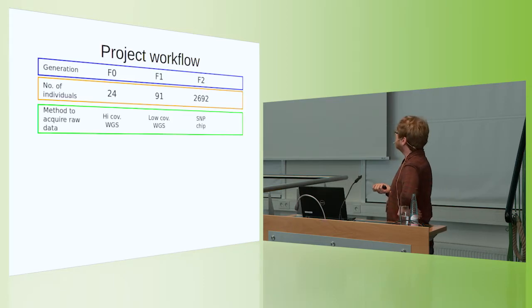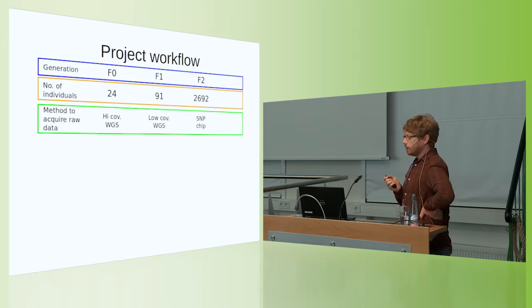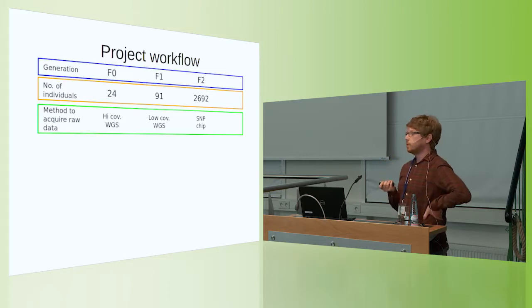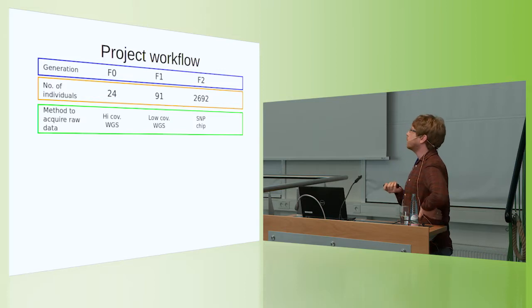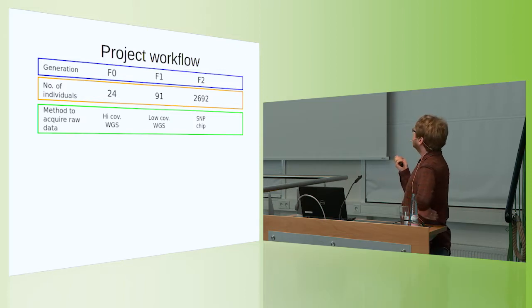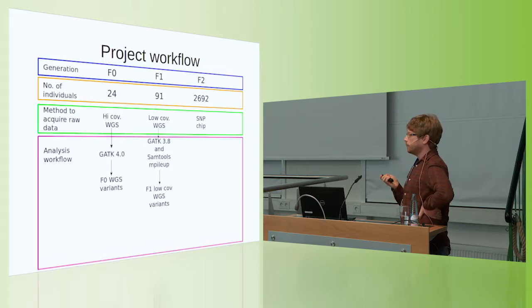Like I said, this data was pooled, and this is the starting point of the project where I came into the game. The 24 founder animals were high coverage whole genome sequenced with about 20-fold coverage of the genome. The F1 pigs, where we have 91 individuals, are low coverage whole genome sequenced with a coverage of 1 to 2-fold. And the pigs from the F2 designs were genotyped with a 60K SNP chip.